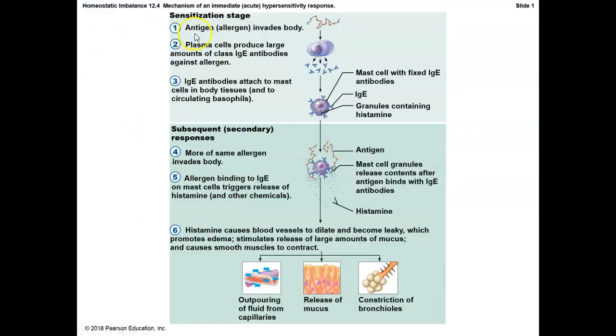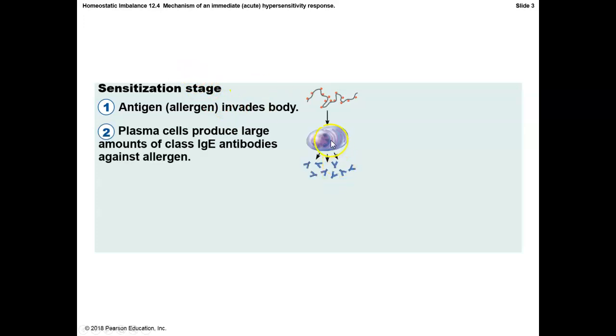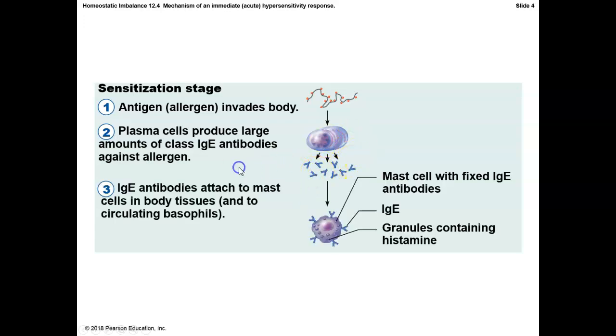So how does this work? We'll look at the stages of the allergen. It starts with some allergen coming into the body, and our immune system responds improperly. Immediately plasma cells recognize this allergen and they start secreting tons and tons of IgE antibodies. These IgE antibodies attach to mast cells.